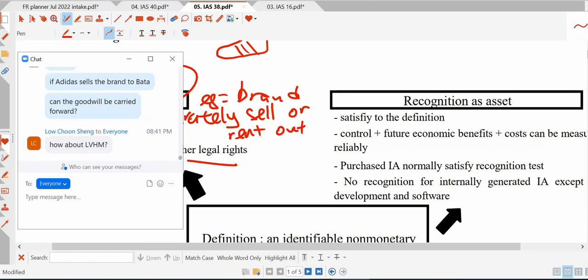What is this? LVMH, what is that? Brand name? H&M. But what is LV? It's a brand, it's a Louis Vuitton, okay, LV and H&M. No. Hey, Chun Sing, what is that? LV, H&M. I'm not a good fashion person. Can you explain a little bit further?